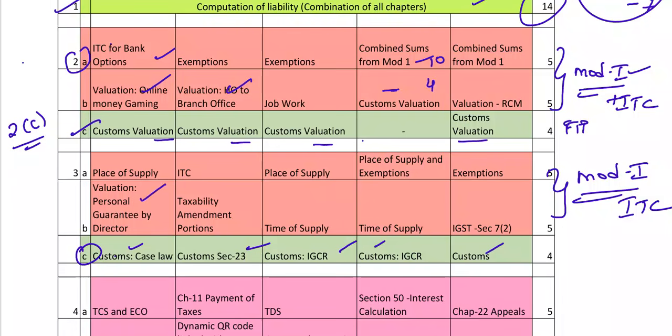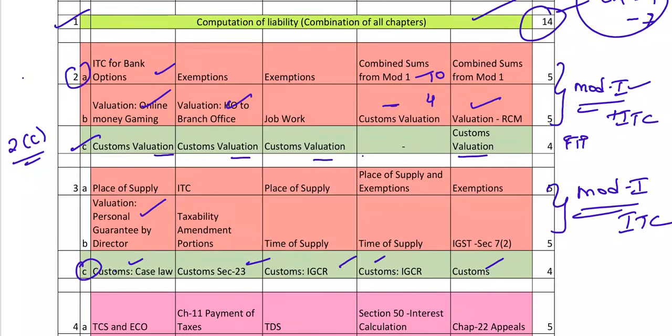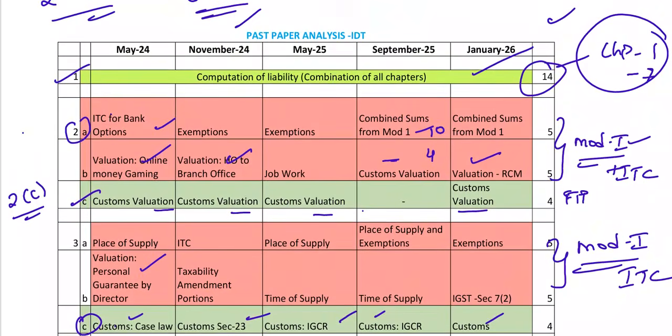See, again here is one valuation question. Okay, so here also you can see a valuation question. So a valuation question will be there in your question part, or it will be there in your MCQ part, but anyway you will get a valuation question in your exams.